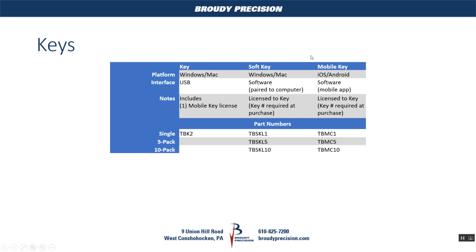And then we have the mobile key, as I said, it comes with the hard key, and it can be purchased separately, and it gets licensed to the key that you want it to be used with. This could be a master key or it could be a sub key, and they can be purchased in packs just like the soft key can, 1 packs, 5 packs, and 10 packs.